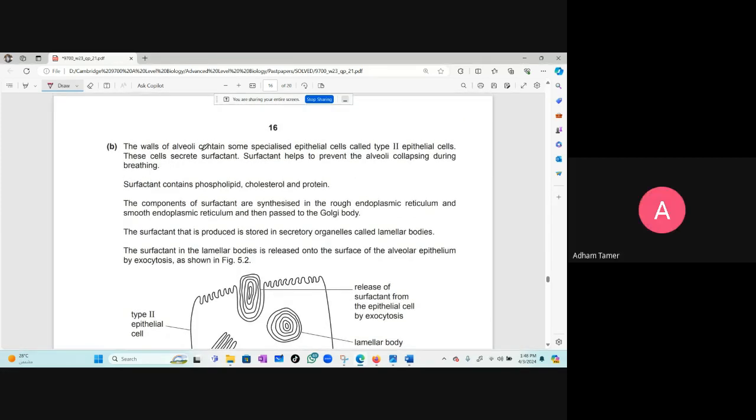Fine. The walls of the alveoli contain some specialized epithelial cells called type 2 pneumocytes, if you remember. These cells secrete surfactant. Surfactant helps to prevent the alveoli collapsing during breathing. Surfactant contains phospholipids, cholesterol, and protein. The components of surfactant are synthesized in the rough endoplasmic reticulum and smooth endoplasmic reticulum and then passed to the Golgi body. The surfactant that is produced is stored in secretory organelles called lamellar bodies. The surfactant in the lamellar bodies is released onto the surface of the alveolar epithelium by exocytosis.